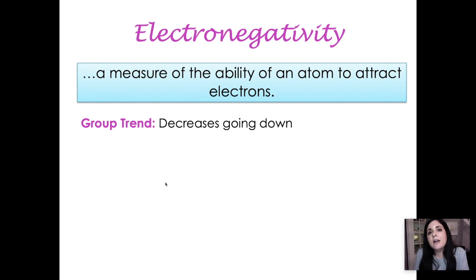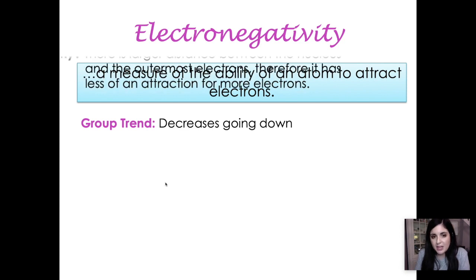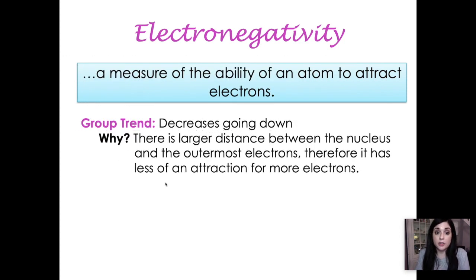So as I go down a group, the ability for atoms to attract electrons goes down. That's because there is a larger distance between the nucleus and the outermost electrons, and therefore those atoms don't want electrons as much. Again, the atoms get bigger. The nucleus is farther away from that outermost shell. Because the nucleus is so far away, it can't attract nearly as well as a much smaller atom can.